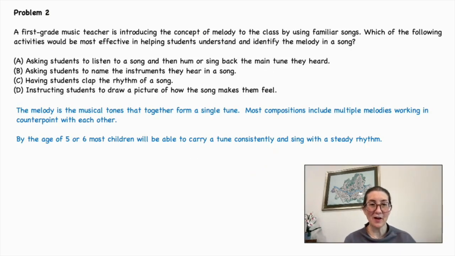Problem number 2. A first grade music teacher is introducing the concept of melody to a class by using familiar songs. Which of the following activities would be most effective in helping students understand and identify the melody in a song? Asking students to listen to a song and then hum or sing back the main tune they heard. Asking students to name the instruments they hear in a song. Having students clap the rhythm of a song. Or instructing students to draw a picture of how the song makes them feel.